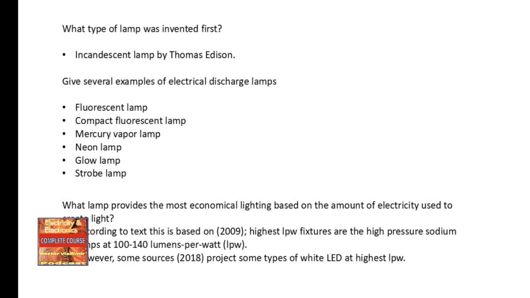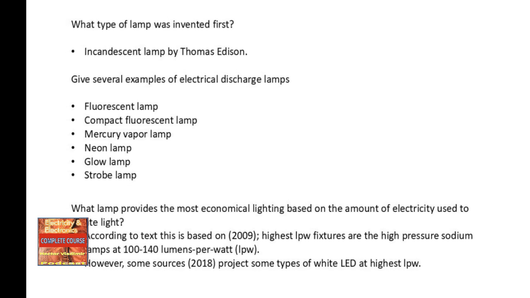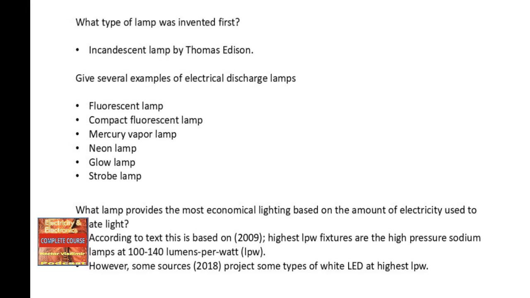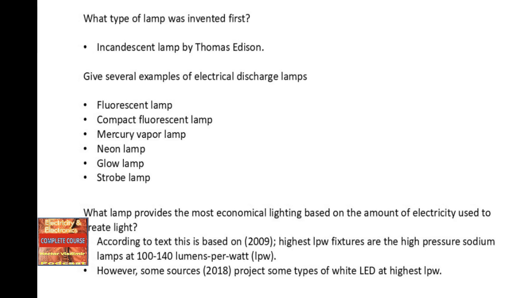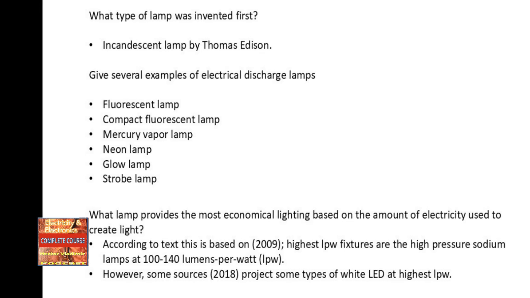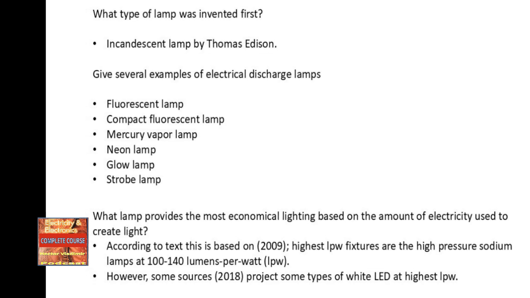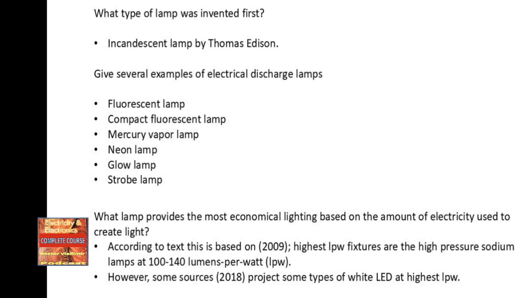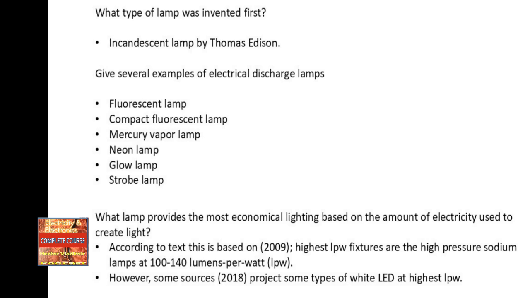What lamp provides the most economical lighting based on the amount of electricity used to create light? According to the text, which is based on a 2009 print, the highest lumens per watt, or LPW, fixtures are the high pressure sodium lamps at 100 to 140 lumens per watt. And I just inserted this note here. However, some sources as of 2018 project some types of white LED light fixtures at the highest LPW, lumens per watt.